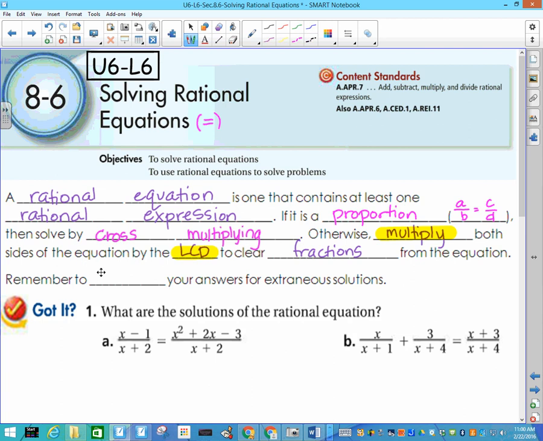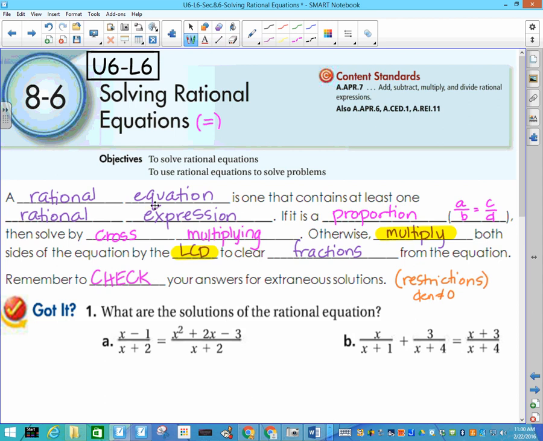Now, because we're doing that, we always have to remember to check our answers. And what are you looking for when you check your answers? You're looking for those restrictions that we've talked about the last couple of days in these sections, and that is anything that makes your denominators equal to 0. I'll write that up here so you have that. Denominator cannot be 0, so those values are thrown out. Okay, so let's go do one.